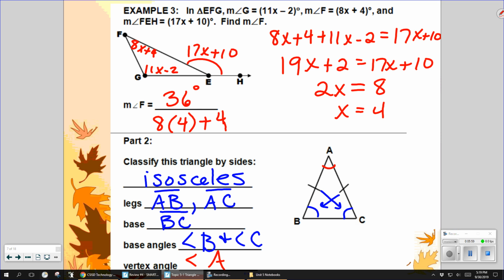Sometimes we'll be given problems where it just describes the triangle and we don't have a picture, so you'll need to know how to draw it and label it based on the parts. What are the legs, the base angles, and the vertex angle?